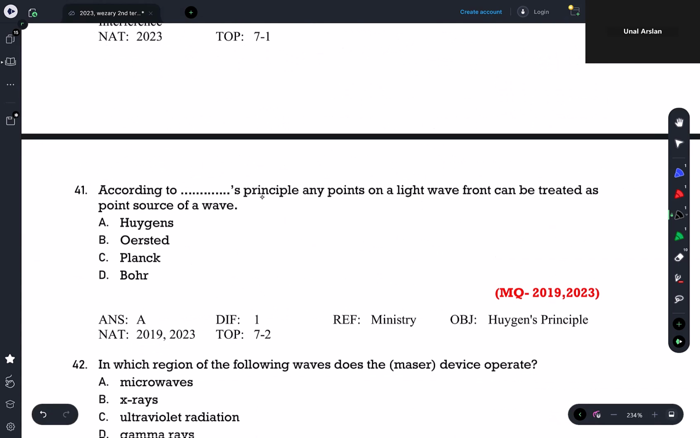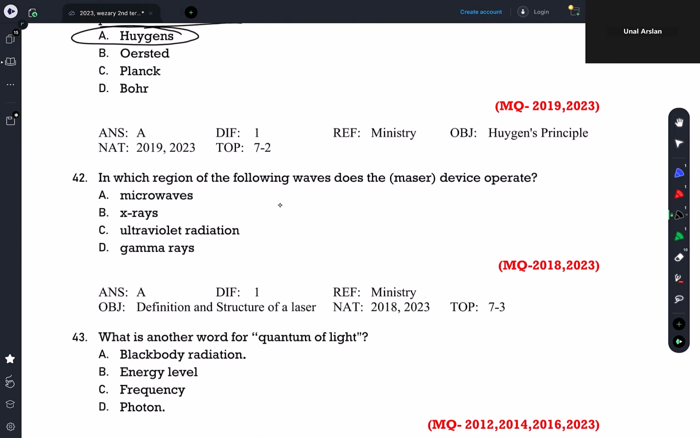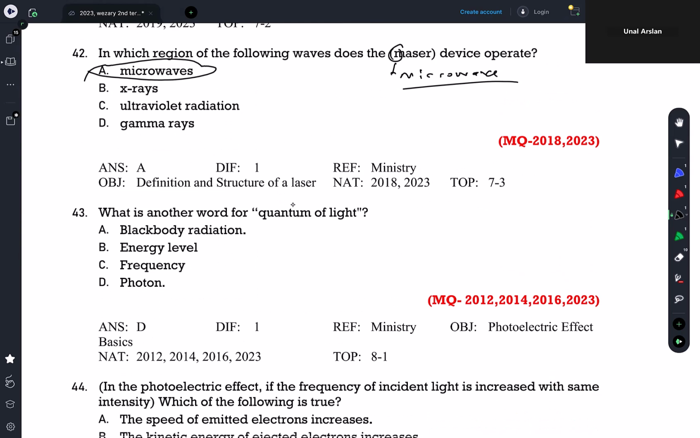According to the principle, any point on a light wave front can be treated as a point source of wave. It's the Huygens principle. In which region of the following waves does the maser or microwave laser operate? Microwave. What is another word for quantum of light? Photon. Quantum of light.